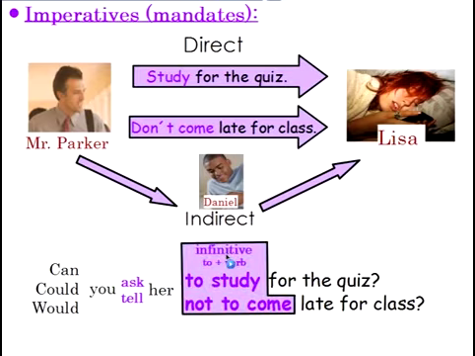So what we call this is the infinitive. We use the infinitive, right, when we are using an indirect request for an imperative, okay? So when you pass the message, you need to change the verb into the infinitive when it's an order, okay? When the message is an order, use the infinitive. So can you ask her to study for the quiz? Or maybe, could you tell her not to come late for class? Good.